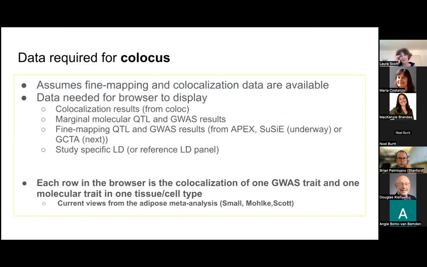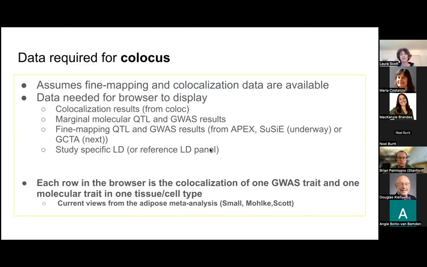Okay, so data required for coloc. One of the things about this browser, it's a philosophical development, is that this assumes that fine mapping and colocalization data are available. And we've taken this approach in part because trying to do that is a whole other huge enterprise. And also, I think it's good for the domain experts actually to look through the data and make sure it makes sense.